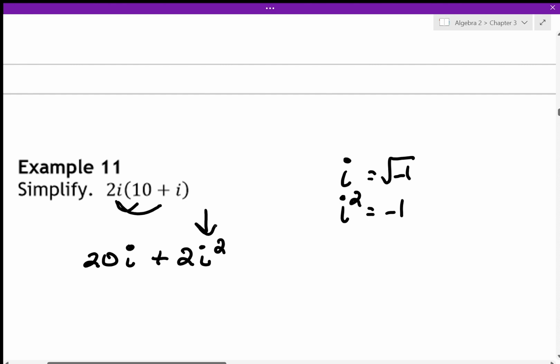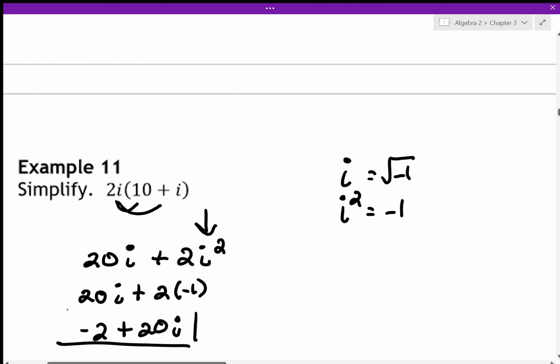i is the square root of negative 1, and then i squared is just a plain old negative 1. So right here, I can plug in negative 1. So it's going to be 20i plus 2 times negative 1. This gives me negative 2 plus 20i. And that's going to be my answer for this one.